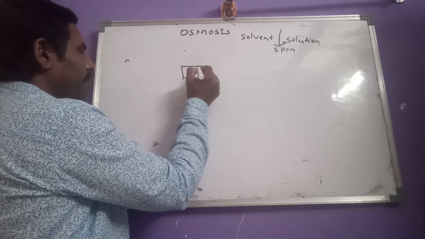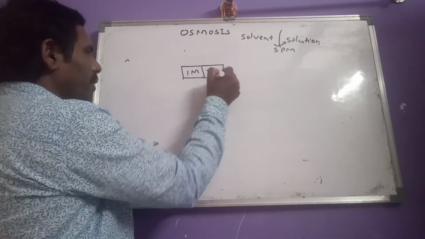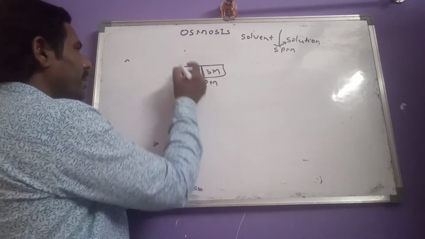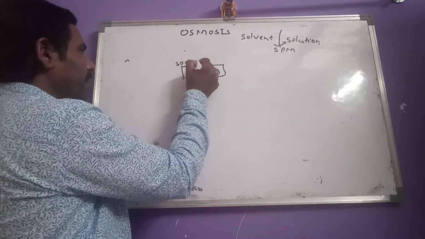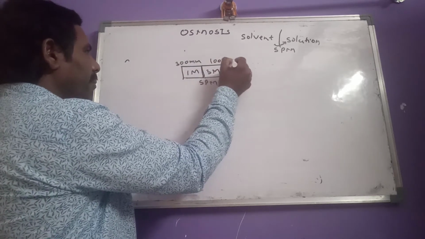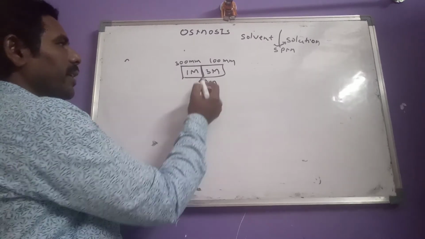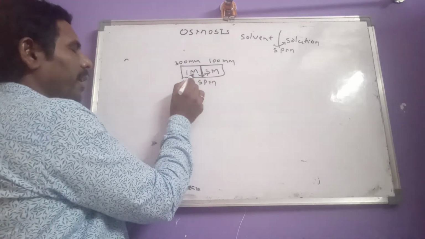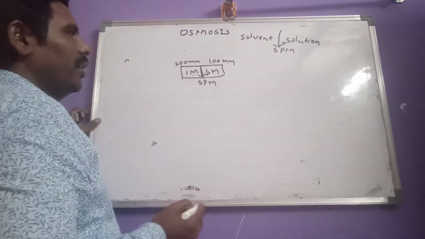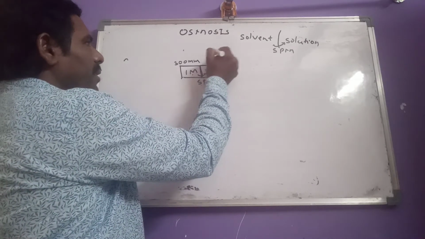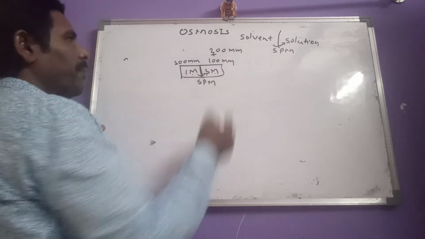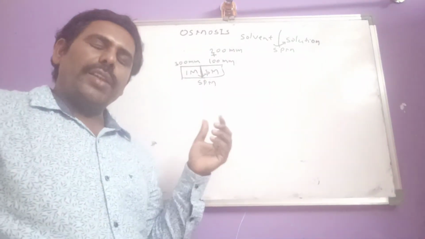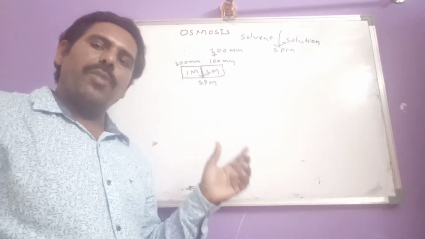This is 1m concentration, another one 3m concentration. Both are separated by a semi-permeable membrane. Here the pressure is 300 mm. Let us consider here 100 mm of pressure. Now what happens here? Due to osmosis, solvent moves from 1m solution to 3m solution. Now here, by applying some extra pressure, that means 200 mm of pressure, this process has been stopped. So that pressure required is known as osmotic pressure.